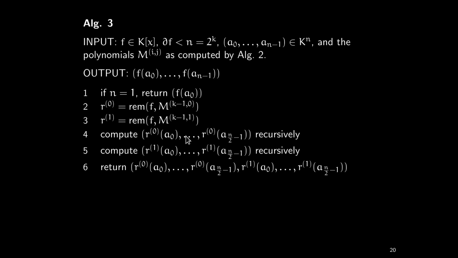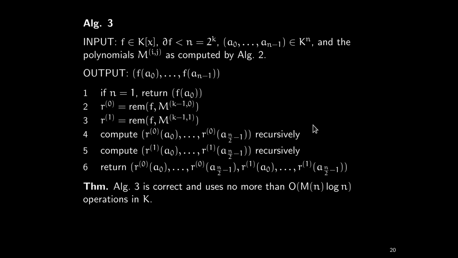So this comes back from the recursion, and here it's again wrong. Here is correct. I'm just attaching these two vectors of size n half together. Here is the concatenation, and I obtain the value vector of f for all the a's. This is how this works, and it's clearly correct. But what does it cost? It costs M of n log n operations in K.